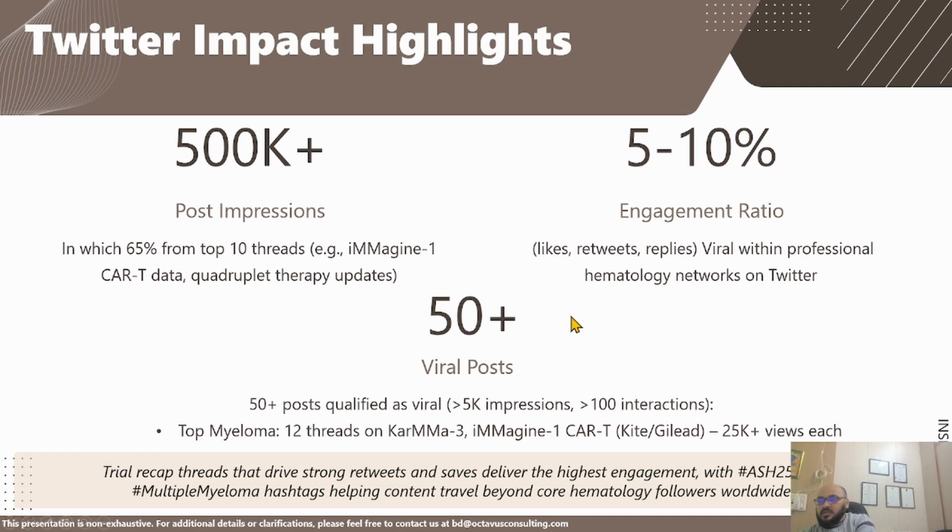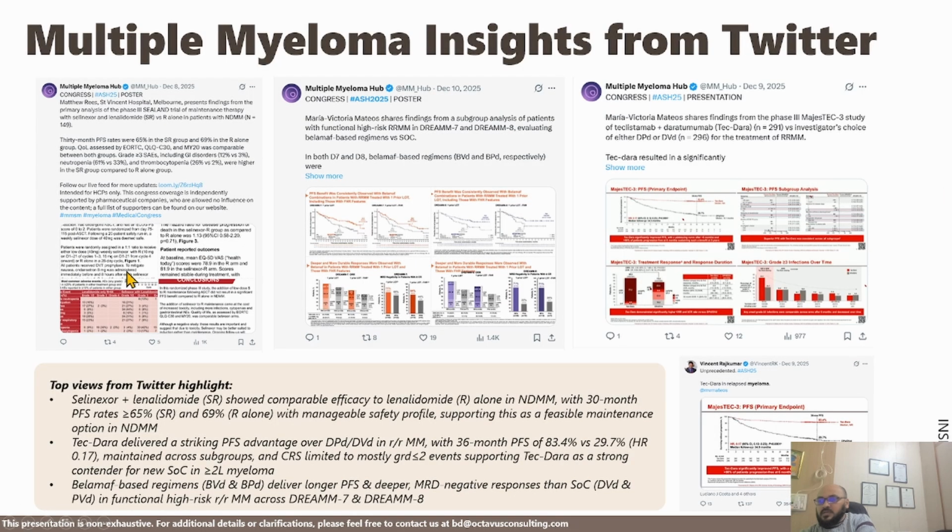A lot of hematologists posted. On Twitter, we specifically focused on the Multiple Myeloma Hub Twitter handle. They have posted multiple results from ASH, multiple posters, like Matthew Rees's poster and Maria's two posters. One is the Dream 7, Dream 8 study, and the other is MajesTEC 3. Vincent Rajkumar, who is also a KOL, has posted again on MajesTEC 3.